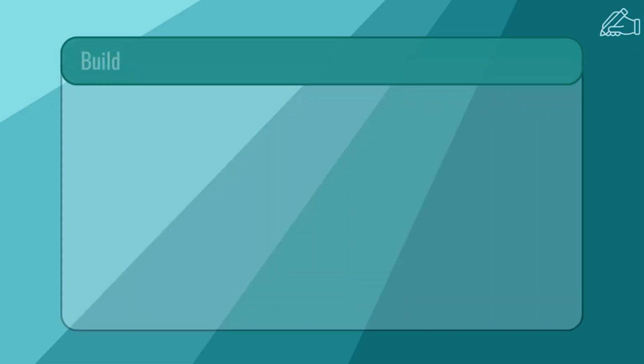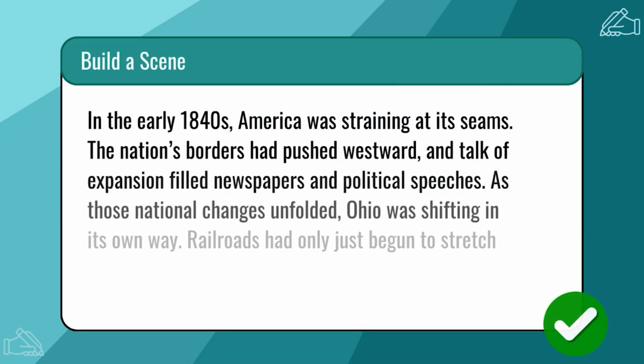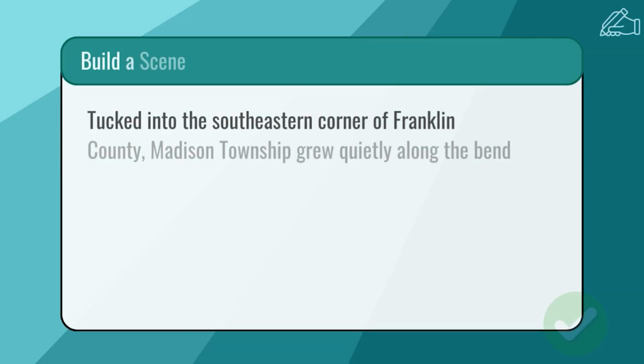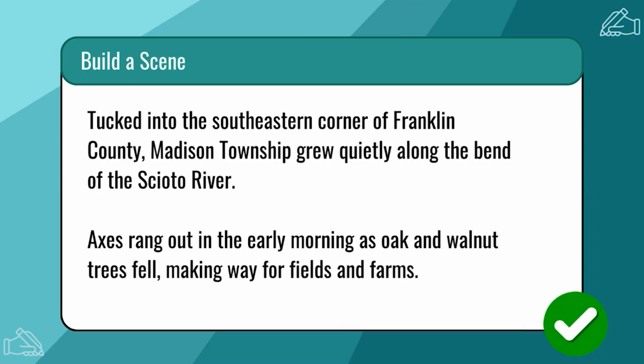Once again, we look at the early 1840s. America was straining at its seams. The nation's borders had pushed westward and talk of expansion filled newspapers. As those national changes unfolded, Ohio was shifting in its own way. Railroads had only just begun to stretch across the state. Tucked into the southeastern corner of Franklin County, Madison Township grew quietly along the bend of the Scioto River. Axes rang out in the early morning as oak and walnut trees fell, making way for fields and farms. Now do you notice the difference?